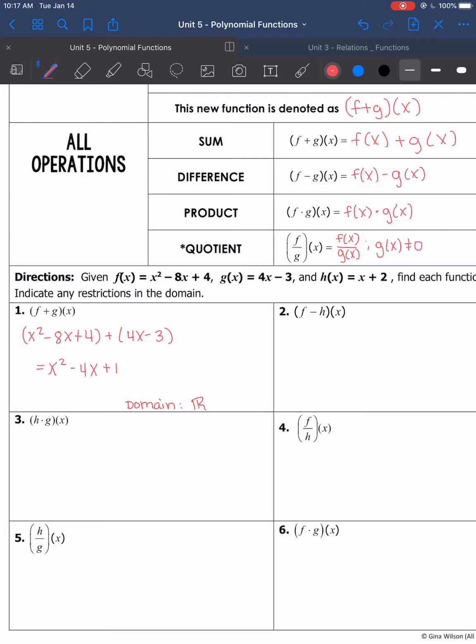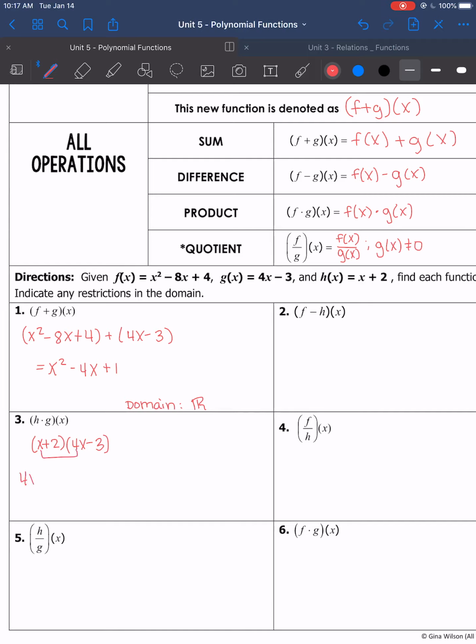So 3, I'm going to multiply h and g. So I'm going to have h, which is x plus 2. It's always important to write it in the order that it shows you to, because when you get into addition and subtraction, the order does matter, more for subtraction than addition. And then g of x, 4x minus 3, and I'm going to multiply them together. So I'm going to FOIL.